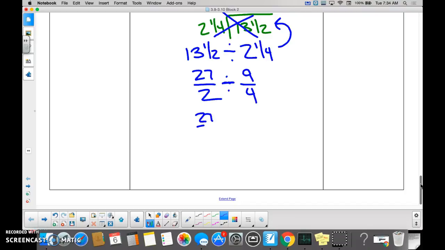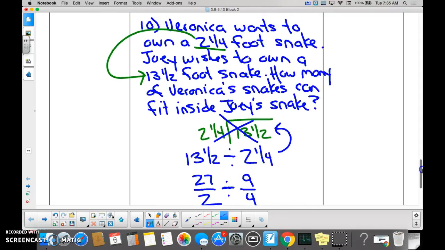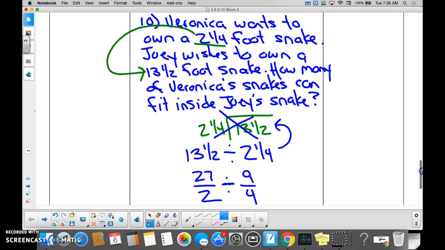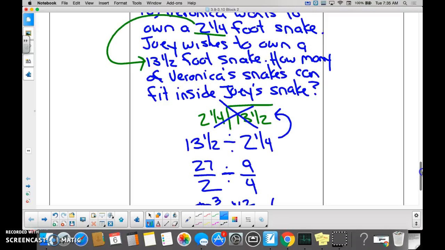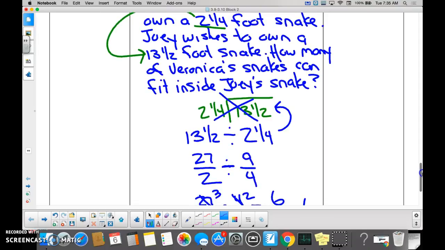So we're going to rewrite this as 27/2 times 4/9. Ding, ding, ding, cross reduce. 2 and 4 have a common factor of 2, so this becomes a 2, this becomes a 1. 9 and 27 have a common factor of 9. This becomes a 1, this becomes a 3. 3 times 2 is 6. 1 times 1 is 1. 6 over 1 is 6. Back to the question. How many of Veronica's wishful snakes, which are 2 1/4 feet long, fit into Joey's snake that he owns? The answer is 6. 2 1/4 goes into 13 1/2 6 times.